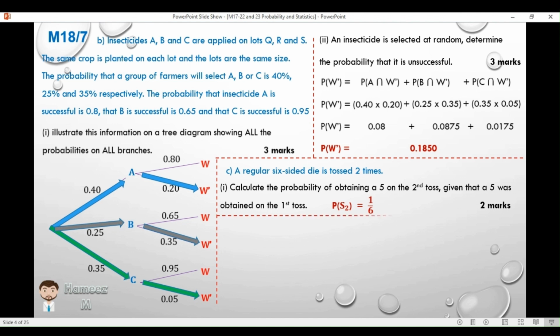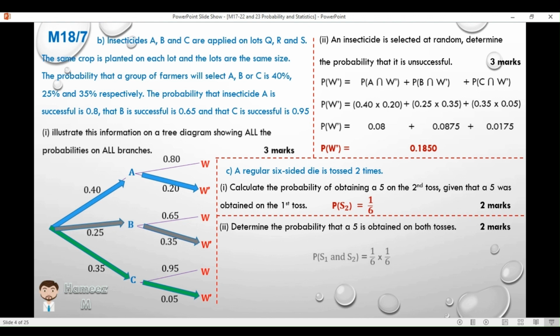Now let's do that in comparison to the second part, part 2. Determine the probability that a 5 is obtained on both tosses. So it means that must indicate both the first toss S1 and the second toss S2. And as we said above, when we're considering "and," it means that we're going to have a multiplication. So the probability of tossing a 5 the first time is 1/6, because there's one 5 out of 6 possibilities in the six-sided die. And the second time, it's 1/6 again. So 1/6 multiplied by 1/6 means it's 1 out of 36.